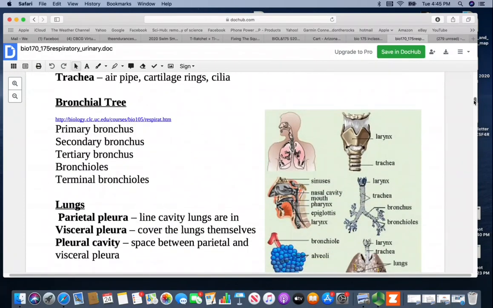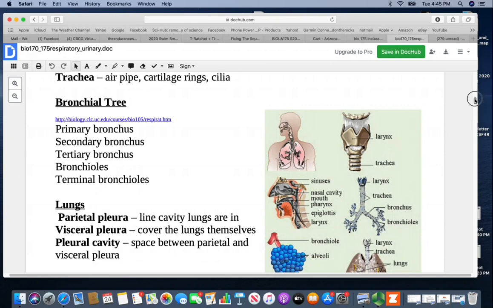So when we look at the bronchial tree, this middle picture shows the bronchial tree. You have the trachea in the center, and then it literally branches off like a tree. So the first branches will be the primary bronchi, then it will branch into the secondary, then into the tertiary, then to the bronchioles, and then the terminal bronchioles. So there is a slight change in the tissue as you move out, but they basically just branch off in order.